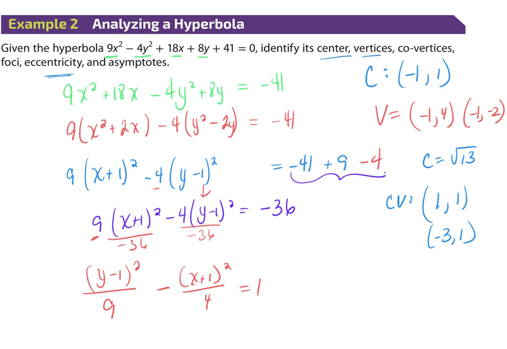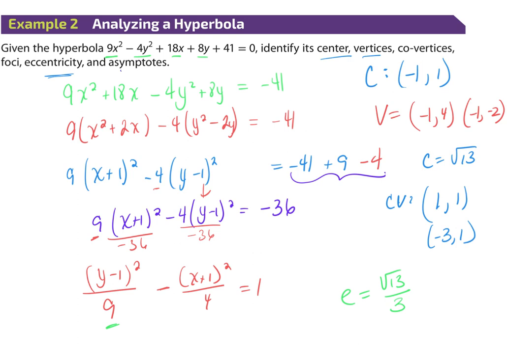Focal we've done. Let's look at eccentricity. This is where we're going to do my c value, which is my square root of 13, over my a value. My a value here is under my positive. All right. And then if they wanted us to graph, we would.